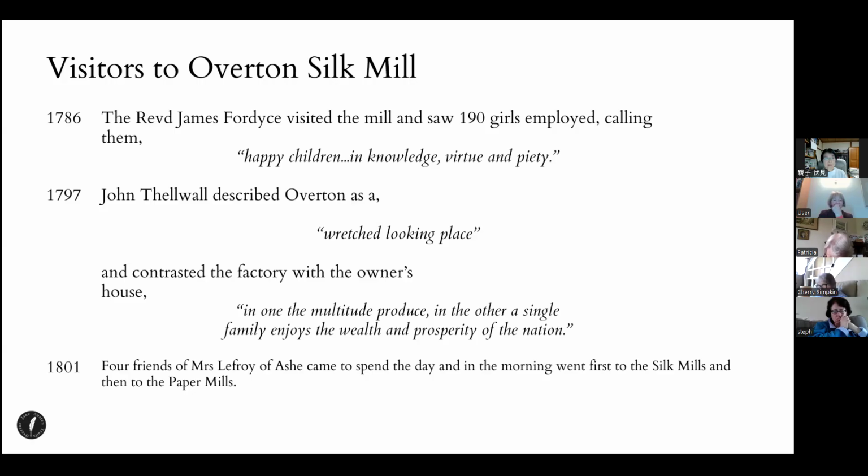In 1797, John Thelwell describes Overton as a wretched-looking place and contrasted the factory with the owner's house. In one, the multitude produce. In the other, a single family enjoys the wealth and prosperity of the nation. In 1801, 4 friends of Mrs. Lefroy of Ashe came to spend the day, and in the morning went first to the silk mills and then to the paper mills. We don't know what they thought about what they saw.